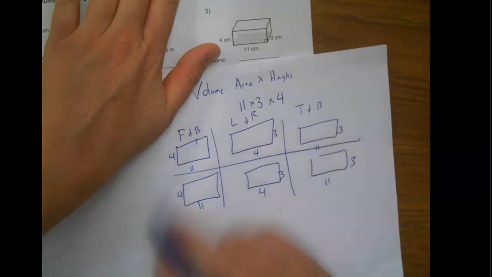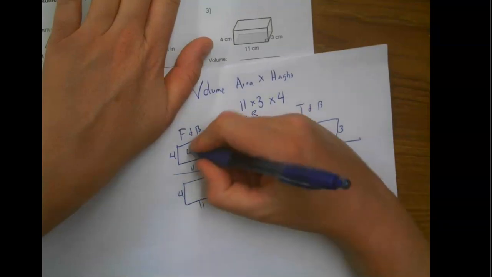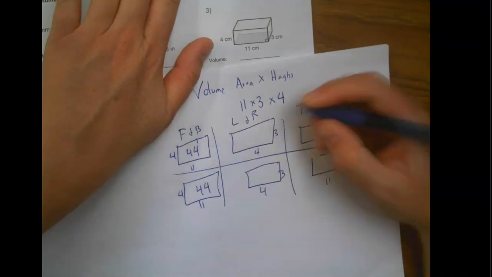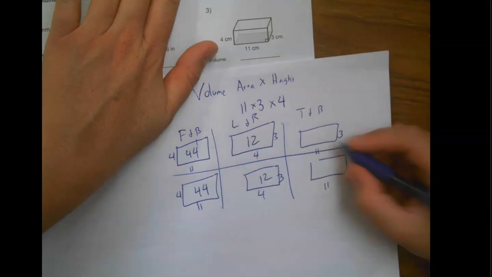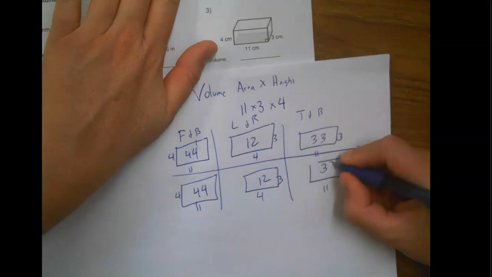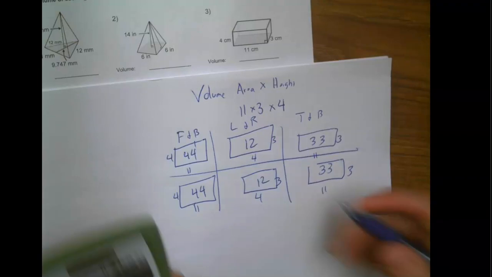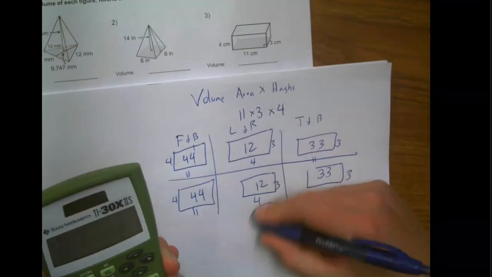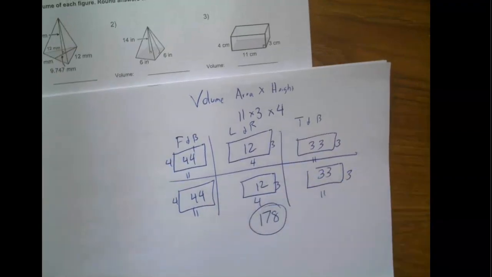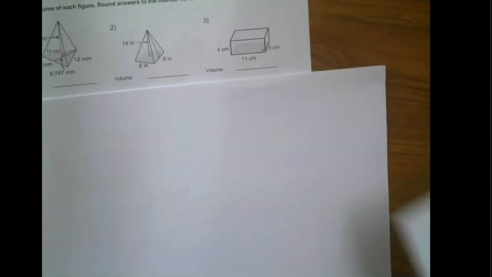So then I find the area of all 6 sides. So this is 44. This is 12. This is 33. And I add all 6 numbers together. Take my calculator, 44 plus 12 plus 33 plus 44 plus 12 plus 33. And I get a total of 178. Okay, that's for a rectangular prism.